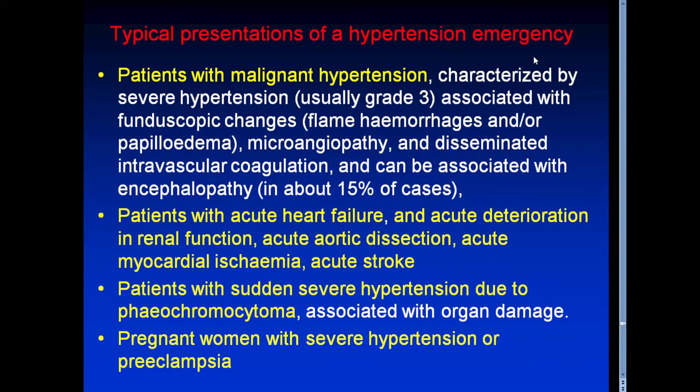Typical presentations of hypertensive emergency: a patient with malignant hypertension characterized by severe hypertension, usually grade 3, associated with fundoscopic changes, microangiopathy, and disseminated intravascular coagulation, and can be associated with encephalopathy in about 15% of cases. A patient with acute heart failure, acute deterioration in renal function, acute aortic dissection, acute myocardial ischemia, acute stroke. A patient with sudden severe hypertension due to pheochromocytoma associated with organ damage. Pregnant women with severe hypertension or preeclampsia.